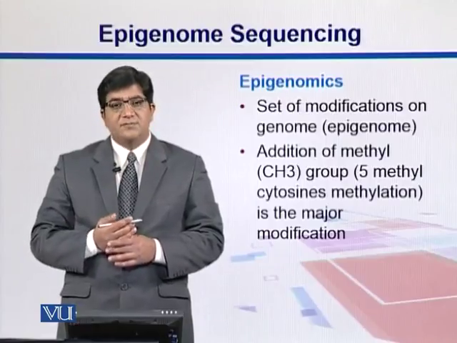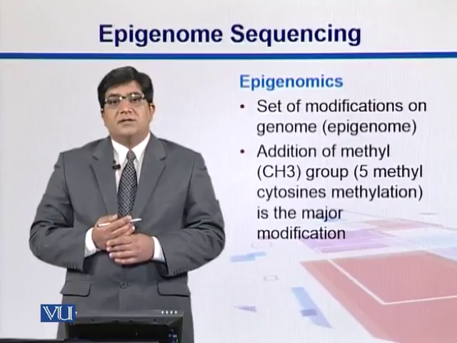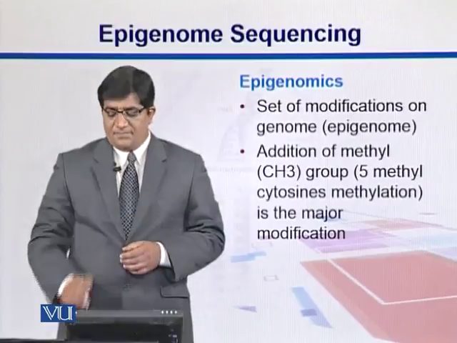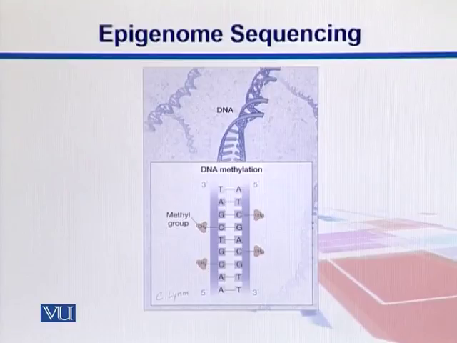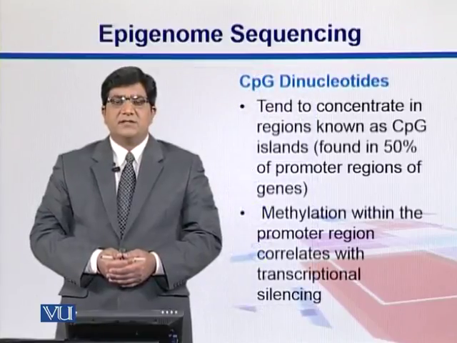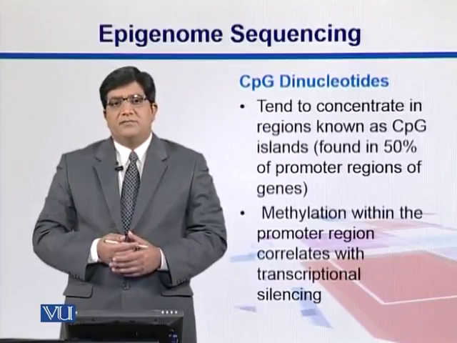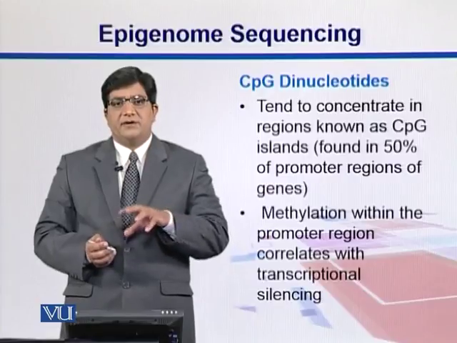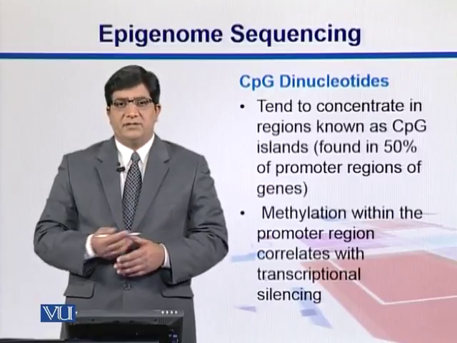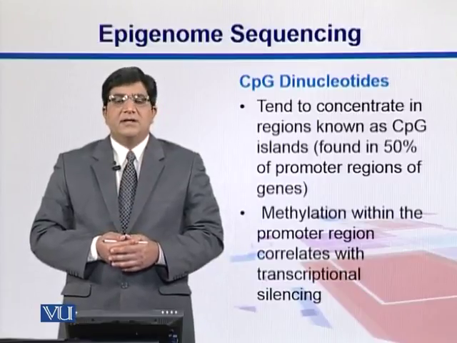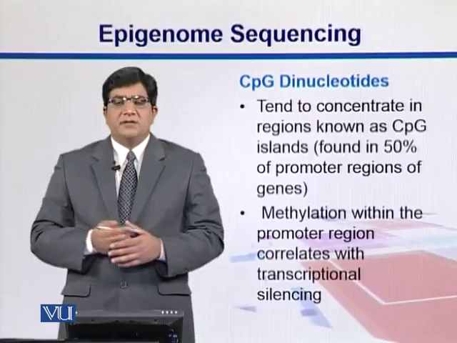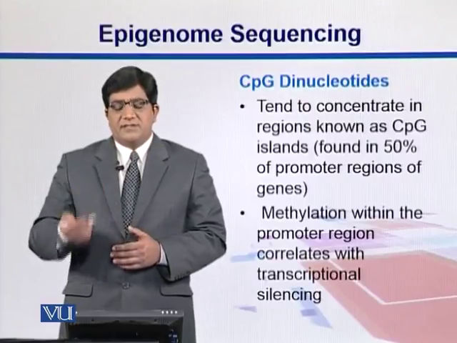The addition of methyl groups on cytosine residues is an important modification. Here we see that in the DNA, these cytosines have methyl groups attached to them. Another thing to notice is that these C's are followed by G's. CpG islands concentrate more in the promoter regions, and with the help of them we can identify the promoters, and we can also identify the presence of genes by identifying these CpG islands. Methylation in the promoter regions actually brings about the silencing of these regions.